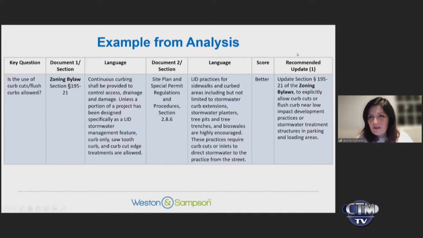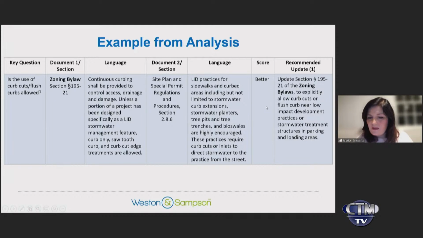This gives a little example from the analysis that was done. It talks about the use of curb cuts or flush curbs and whether that's allowed. The language already included related to this in the zoning bylaw and the site plan and special permit regulations and procedures was recently updated as part of that green infrastructure report. So we thought this language actually looked pretty good. We weren't recommending any updates to the site plan and special permit regulations and procedures, but did think the language could be strengthened or clarified a little under the zoning bylaw, to more closely mimic what was included in the site plan and special permit regulations.